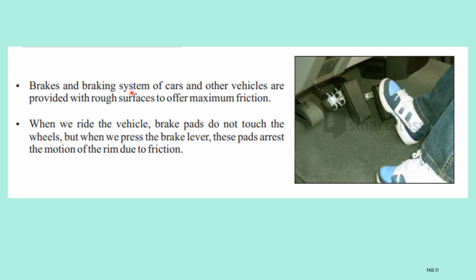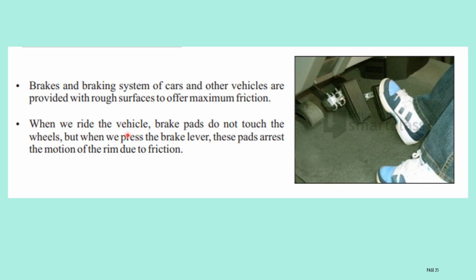Brakes and braking systems of cars and other vehicles are provided with a rough surface to offer maximum friction. You can observe the brakes and braking system of cars and other vehicles. The surface is made up of a rough surface. A rough surface creates maximum irregularities, which leads to maximum friction. When the friction is more, when you apply the brake, the vehicle immediately stops.